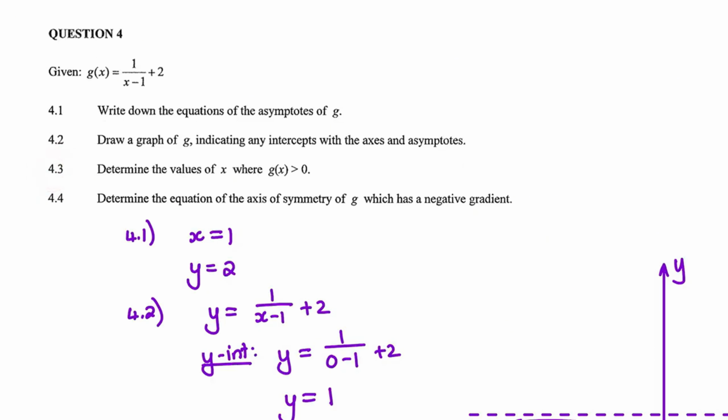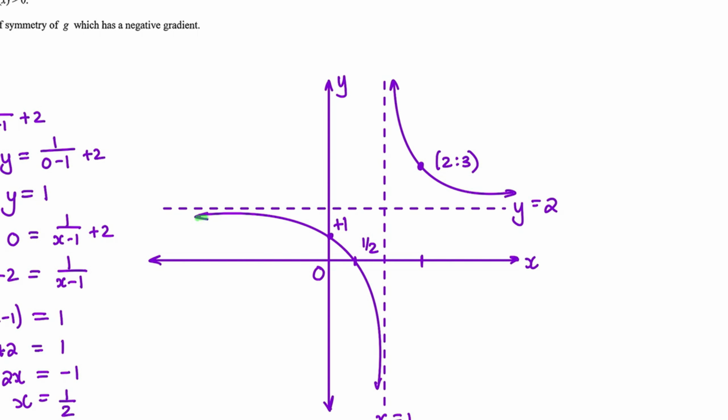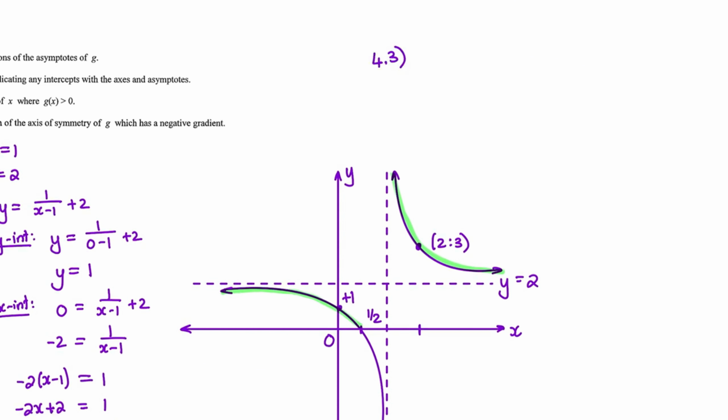Question 4.3. Determine the values of x where g(x) is bigger than 0. So let us look at our sketch. Where g(x) is bigger than 0 is where the curves are above the x-axis. Can you see that we're above the x-axis for every value to the left of a half? So x would be smaller than 1/2. And we're also above the x-axis for every value to the right of the vertical asymptote. So for question 4.3, it is where x is smaller than 1/2 or where x is bigger than 1.